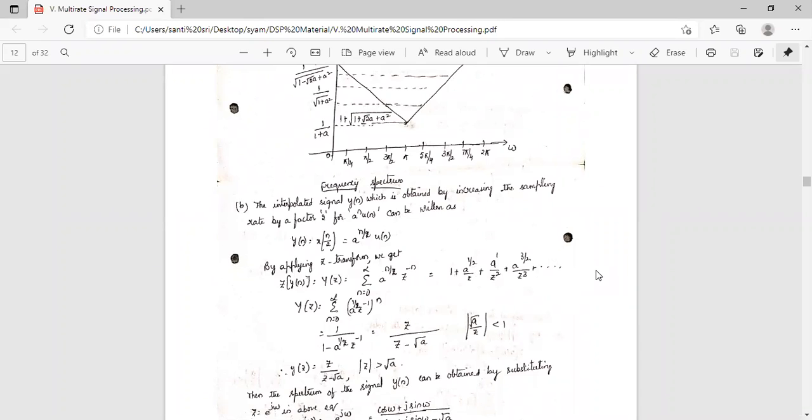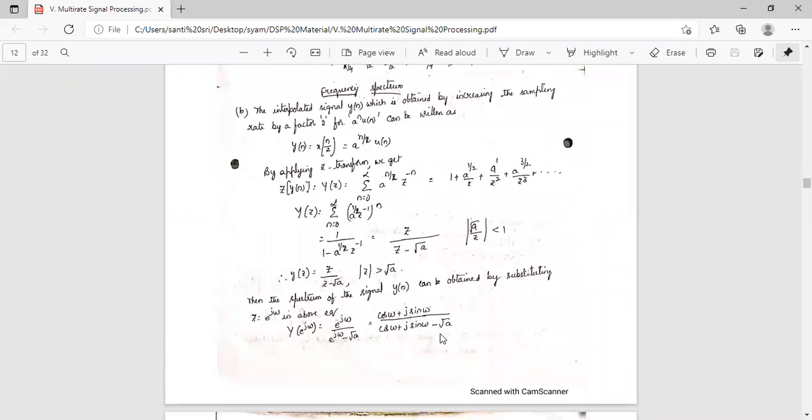Okay. So its solution is 1 by 1 minus a power 1 by 2 z power minus 1, provided mod a power 1 by 2 z power minus 1 is less than 1, that is mod root a by z is less than 1. Its solution is z by z minus root a. How to get the spectrum of this one? By substituting z equal to e power j omega. So Y of e power j omega is equal to e power j omega by e power j omega minus root a. In the same manner, e power j omega is replaced by cos omega plus j sin omega, minus root a.